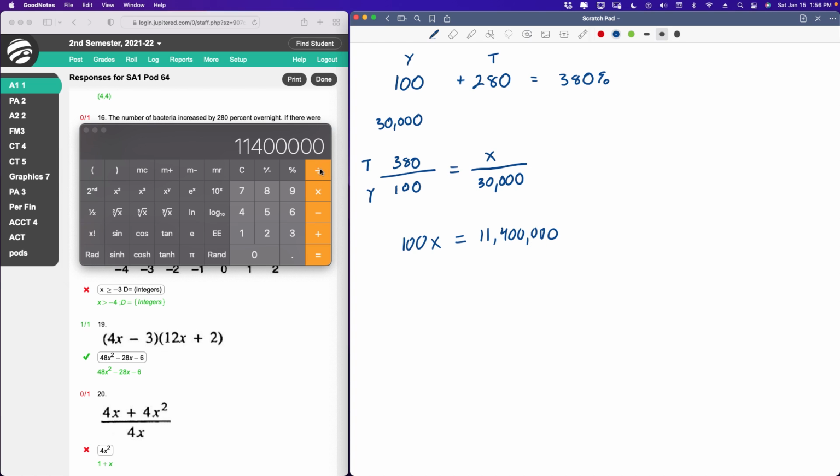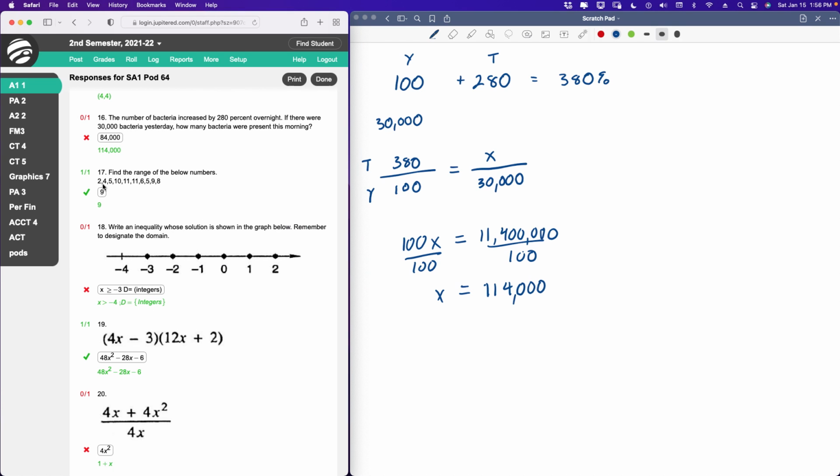All right, we divide that by the 100, because we're going to divide both sides by this. And that gives us that we're going to drop off 2 zeros, basically. 11,400,000 divided by 100 is 114,000. Yeah, 114,000 is how many we have today. All right, so that is how we get 114,000.